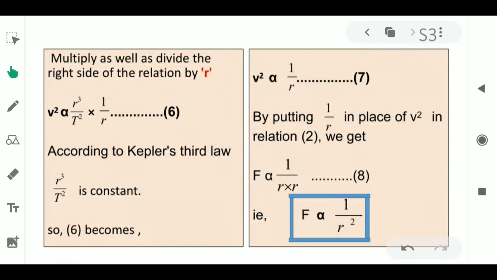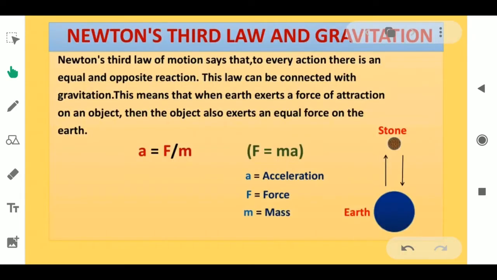And it is also the second statement in the universal law of gravitation. Universal law of gravitation means every body in the universe attracts every other body with a force which is directly proportional to the product of their masses and inversely proportional to the square of the distance between them. So the second statement means the force between two bodies is inversely proportional to the square of the distance between them. Right? Yes. Next, Newton's third law and gravitation.